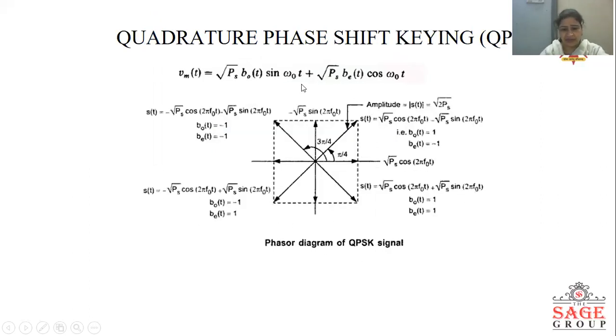Now here I have shown it in the labeled form. Here we can see that the first signal has a phase of 45 degrees with respect to the standard direction root PS cos omega naught t. But when we consider the second symbol, now it is at an angle of 135 degrees. So there is a phase change of 90 degrees between two symbols.